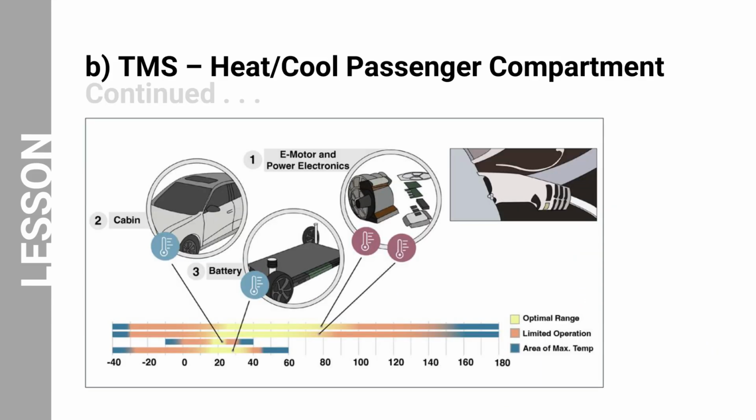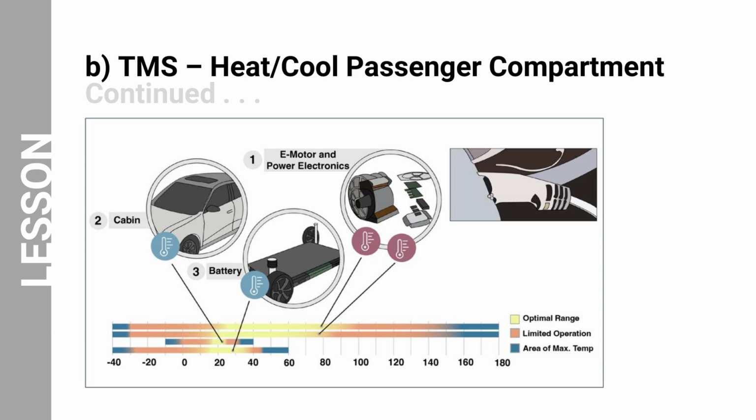In this image, you will notice the different components of the TMS, including the e-motor and power electronics, the cabin, and the battery. The image also displays the battery's different operating ranges. The optimal range is the range where the battery performs best, as indicated in yellow. The limited operation range is the range where the battery can still operate, but it may not perform as well, as indicated in pink. The area of maximum temperature is the range where the battery temperature is too high and can cause damage, as indicated in blue.